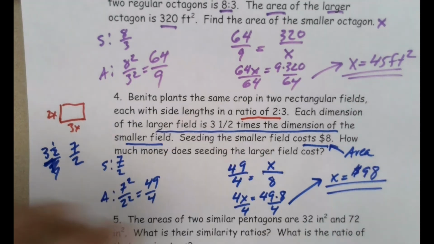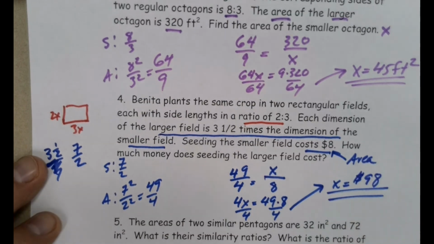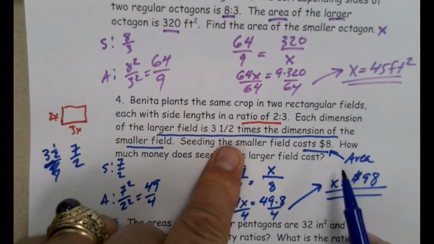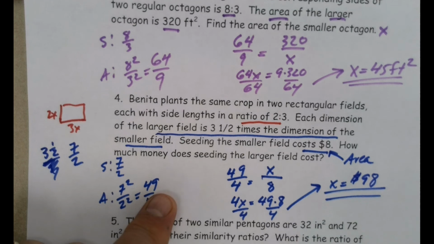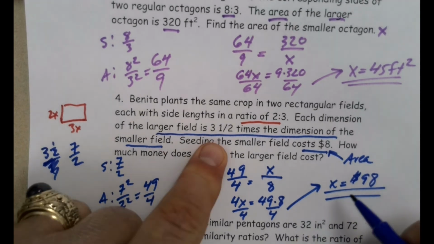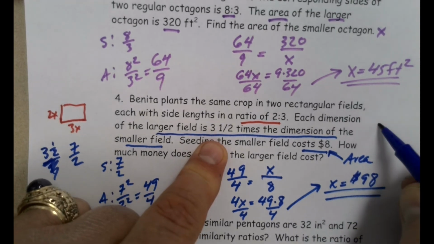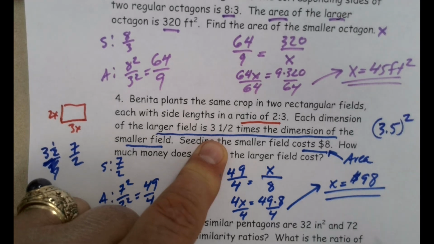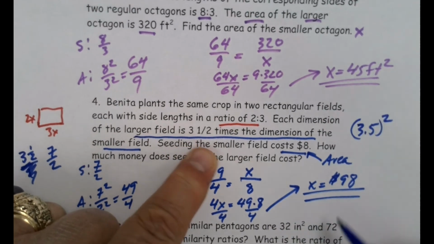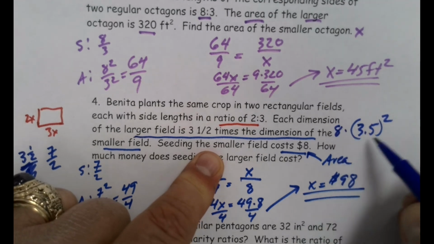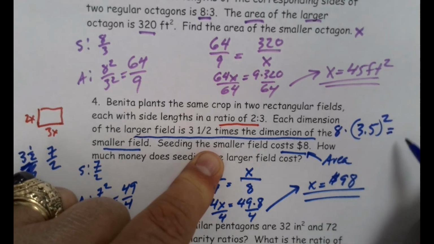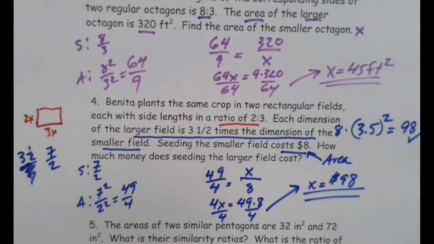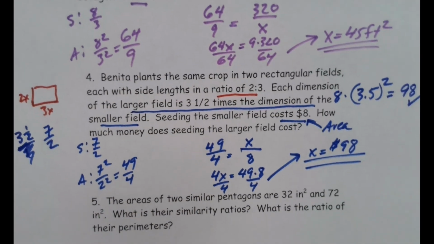Okay, now, if you're not convinced that we did everything right here, here's another thought. 3.5 times the dimension. Okay? 3.5 times each dimension to get the larger dimensions, which means the area is going to be 3.5 squared times that original area. So if I do that $8 times 3.5 squared, guess what I get? I get 98. It's the same thing I got there. Okay, so that works out nicely.